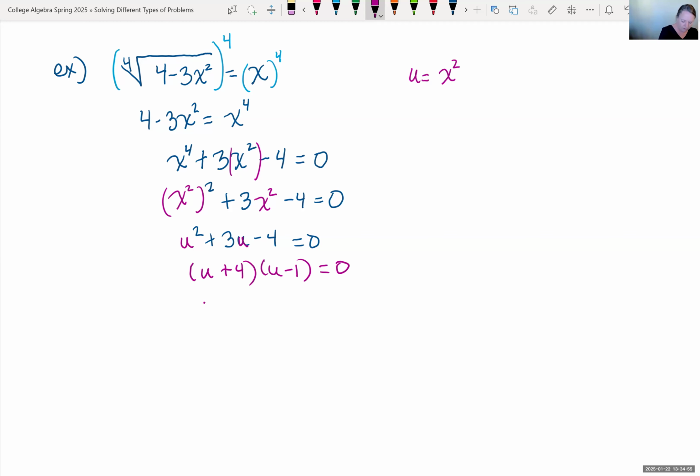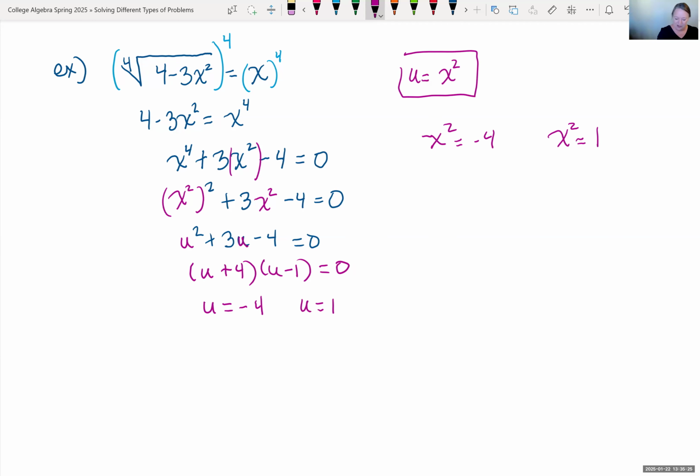I can easily solve: u + 4 is 0 when u is -4. u - 1 is 0 when u is 1. I want to solve for x, though, not u, so I'm going to rewrite two equations, replacing u with the numbers I found. So I either have x squared equals -4, or I have x squared is equal to 1.